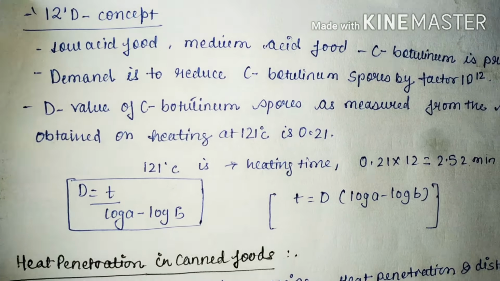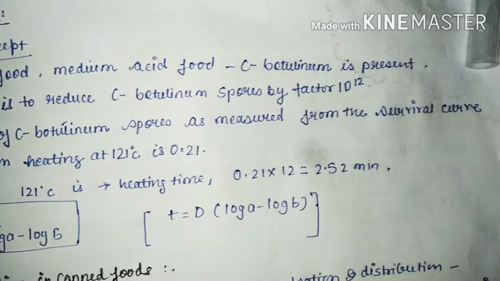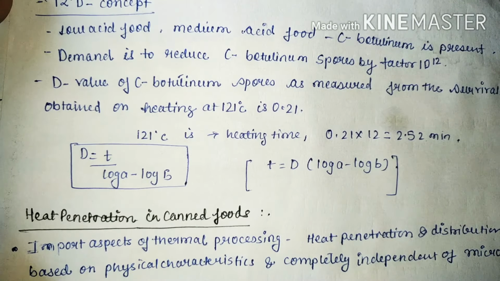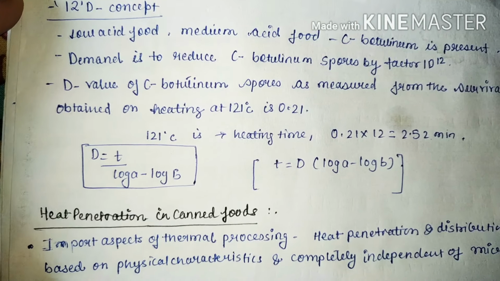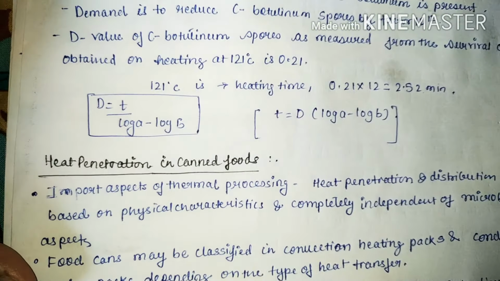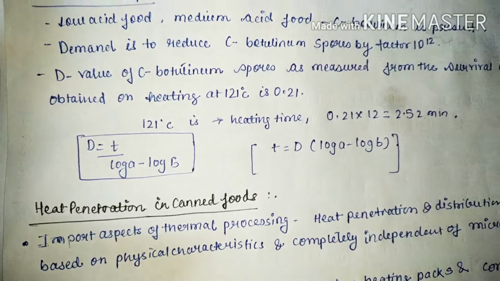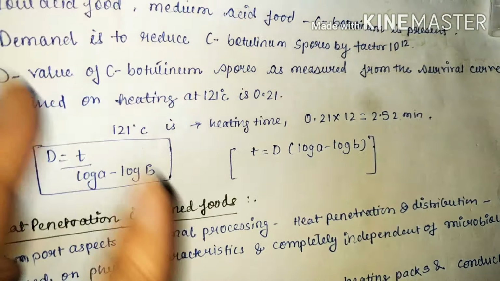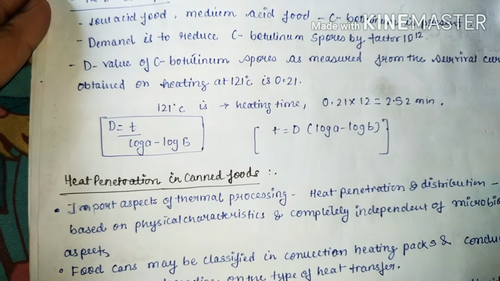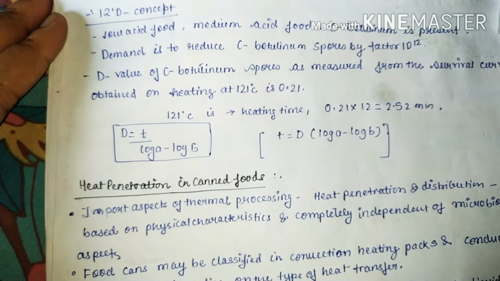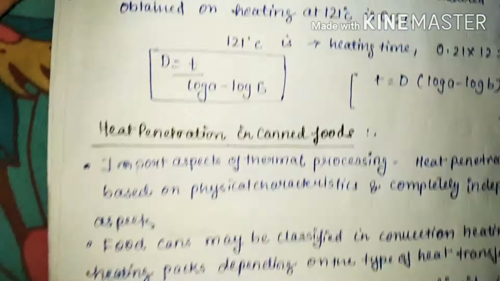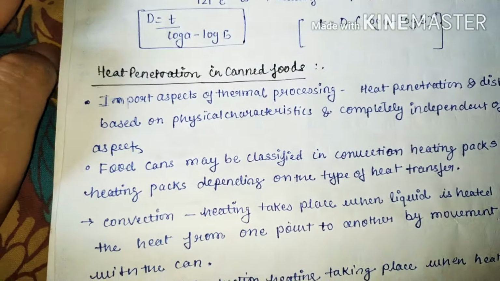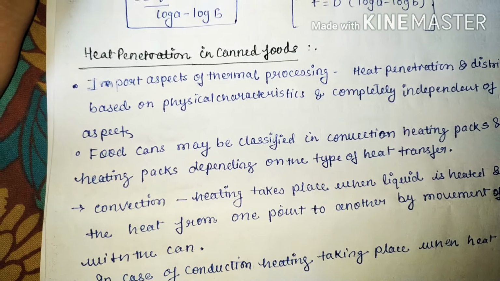The D value of C. botulinum spore, as measured from the survival curve obtained on heating at 121 degrees Celsius, is 0.21. 121 degrees Celsius is the heating temperature and 0.21 is the D value, and when we multiply both the units we get 2.52 minutes that is required to kill the C. botulinum spores. This is the D value. How the D value is calculated is by the logarithm rule.